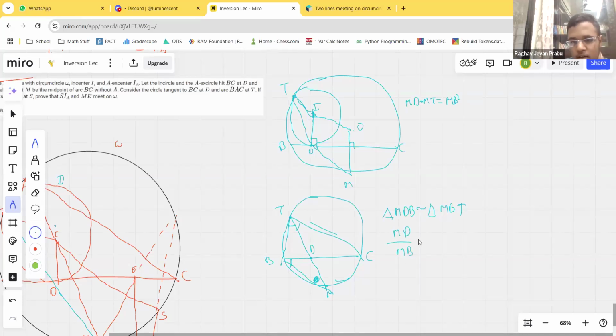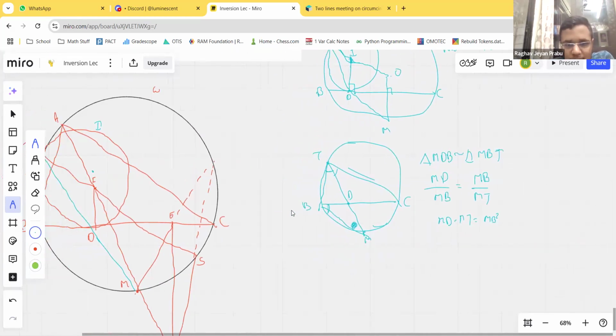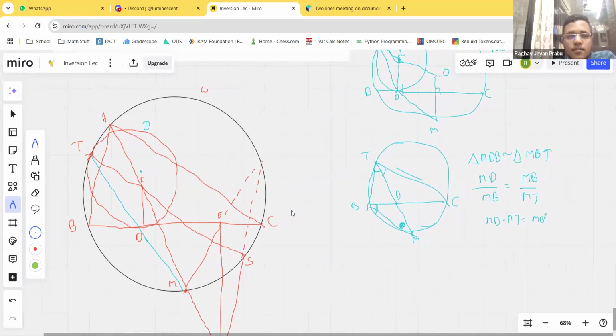So if you just use similarity, then you get that MD by MB is equal to MB by MT. So this implies MD times MT is equal to MB square. And T is not necessarily a specific point. It can just be any line passing through this, intersecting at D and T. So this actually motivates the inversion that we are going to do here.